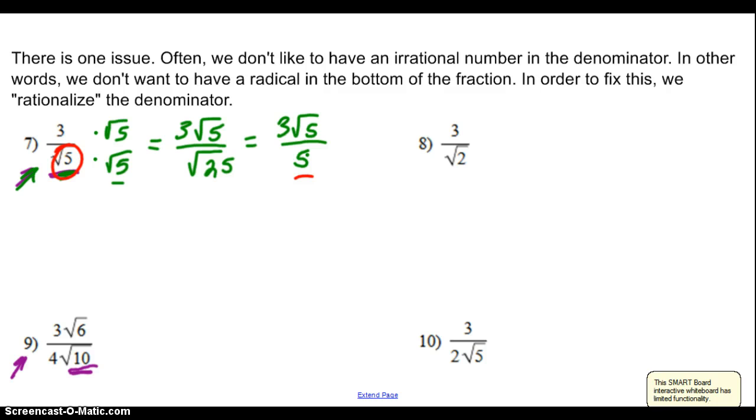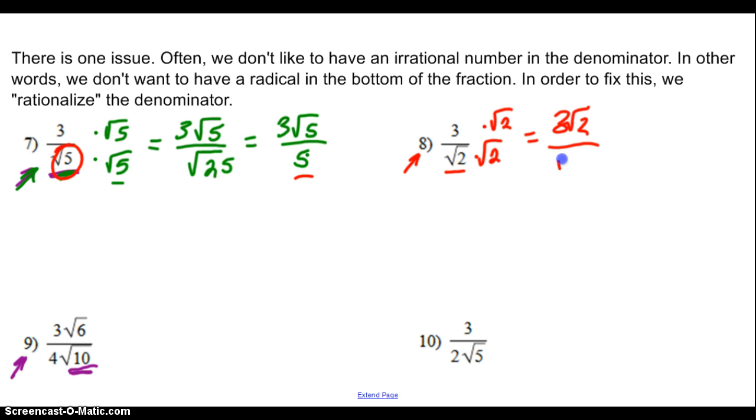Go ahead, pause the video, and try to rationalize the denominator in number 8. Okay, let's see how it's done. So we need to get rid of the square root of 2. We can't have that in the denominator. So we multiply the top and the bottom by the square root of 2. On the top we get 3 square root of 2. And on the bottom we get the square root of 2 times the square root of 2 is the square root of 4. But we know that the square root of 4 is just 2, so we're left with 3 square root of 2 over 2. And we're done. We've rationalized the denominator. There are no more radicals in the denominator.